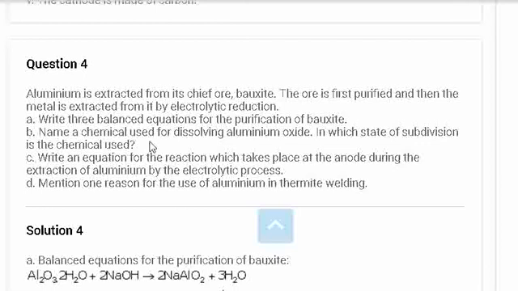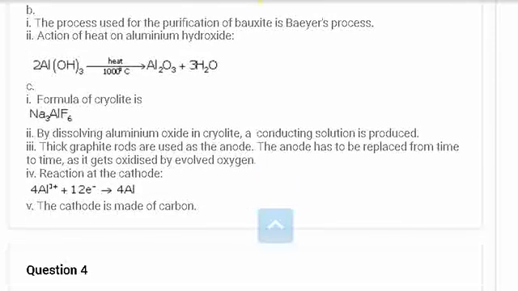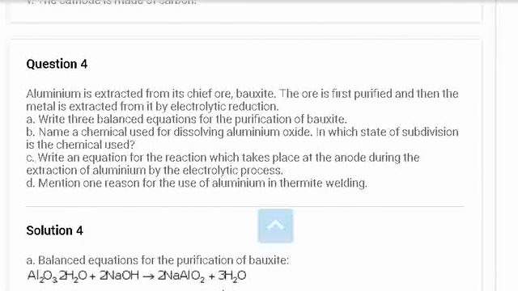Name a chemical used for dissolving aluminum oxide. In which state of subdivision is the chemical used? Write an equation for the reaction which takes place at the anode during the extraction of aluminum by the electrolytic process, and mention one reason for the use of aluminum in thermite welding. So write three balanced equations for the purification of bauxite.